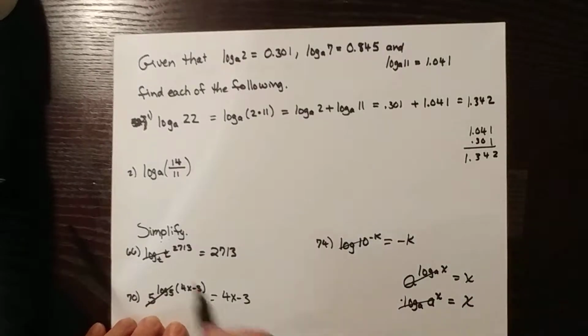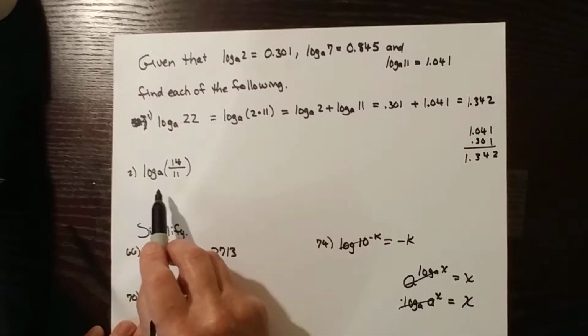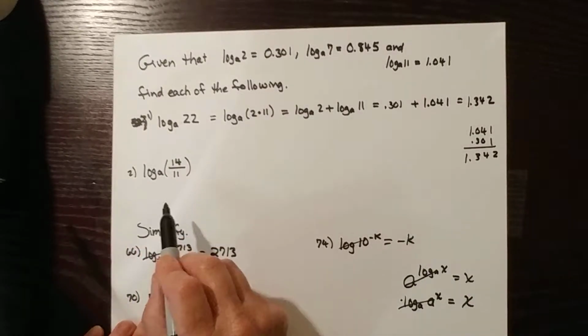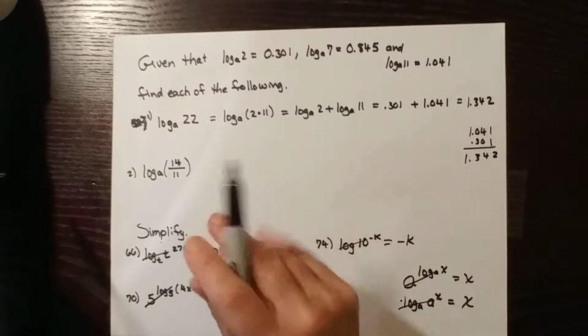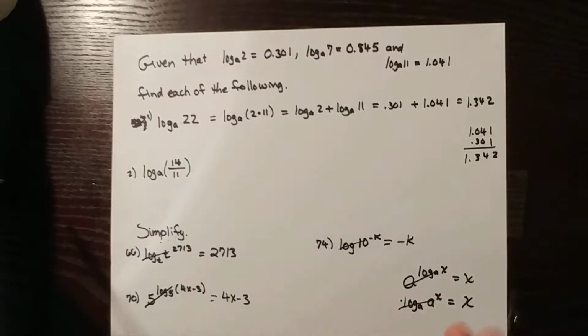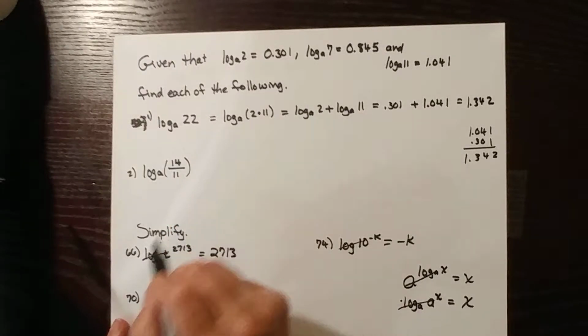All right, and then lastly, let's look at this one. Log base a of 14 over 11. What can we do with this? I don't know what log base a of 14 is. I don't know over 11. This is like 1 point something. I have no idea what that one is. But can I use these and rewrite it into logarithms that I do know what they equal to? Yes, I can. Let's first do the quotient rule.